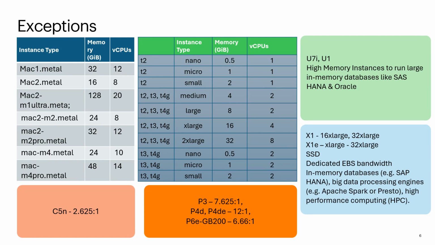Finally, we have exceptions defined by a low memory to vCPU ratio or specific hardware. The C5n is an example of a compute-intensive exception, offering an aggressive ratio like 2.625 to 1 to maximize CPU power relative to RAM for network-intensive jobs. The GPU-accelerated P series also have their own ratios, which are often lower than general-purpose types because the majority of the compute resides in the dedicated GPU memory, not the system RAM. In summary, when selecting instances for Mac workloads, in-memory databases, or highly specialized compute like GPUs, always consult the specific documentation, as their hardware configurations deliberately break the standard naming conventions.